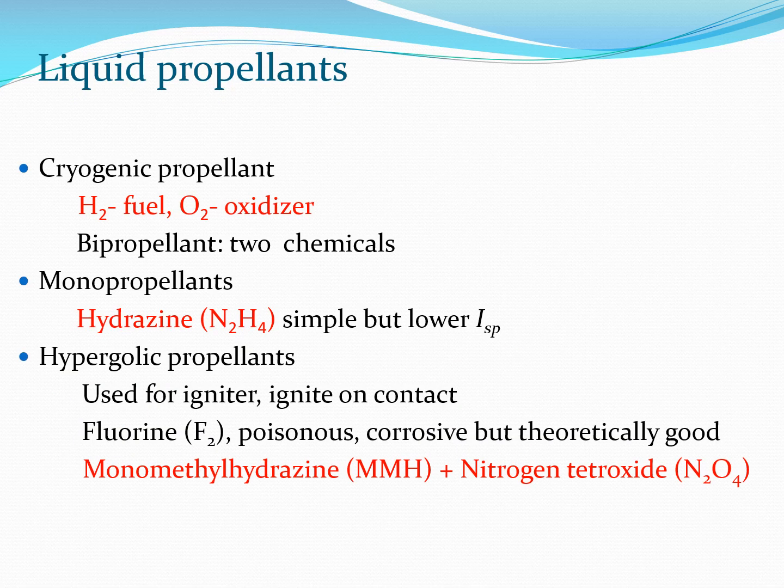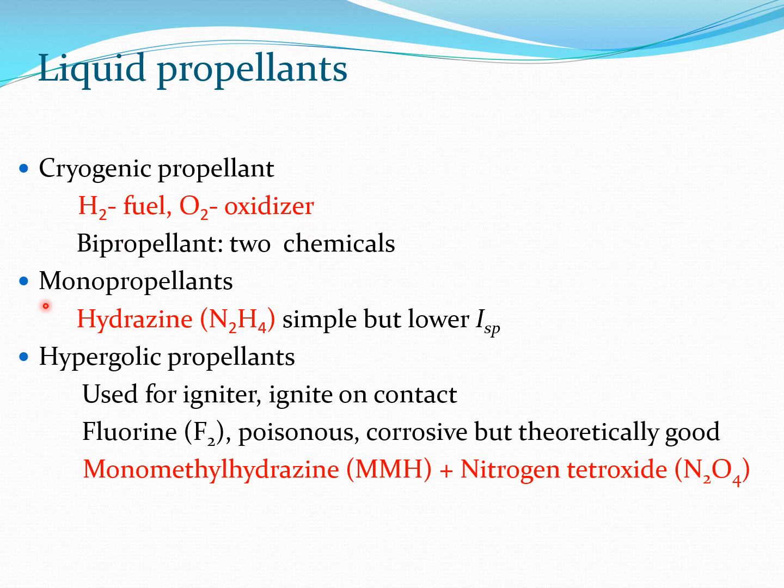Now, the more important propellants, or I would say one of the important propellants, are liquid propellants, and some of the liquid propellants are described here. For example, you have cryogenic propellants, which of course means that they are at extremely low temperatures. So you would have H2 as fuel, that is hydrogen, and oxygen as the oxidizer. So this particular combination is obviously a very good combination. It's something which will yield pretty high specific impulse. This is also known as a bipropellant combination because you are essentially taking two chemicals and combining them. Of course, you have to keep them at very low temperatures.